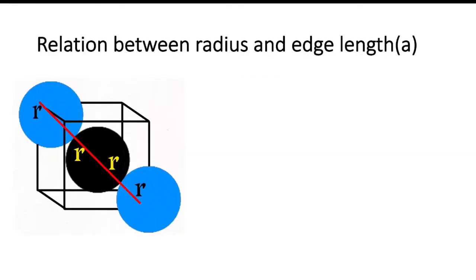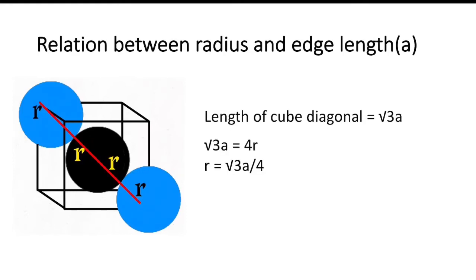Okay, let's discuss the relation between the radius r and the edge length a. The length of the cube diagonal is root 3a, which we have discussed earlier. Now, r plus r plus r plus r, that is equal to 4r.